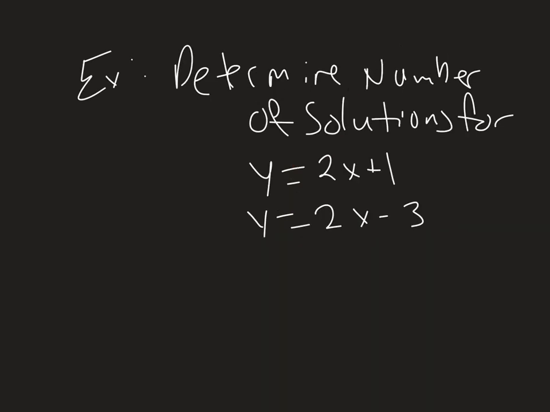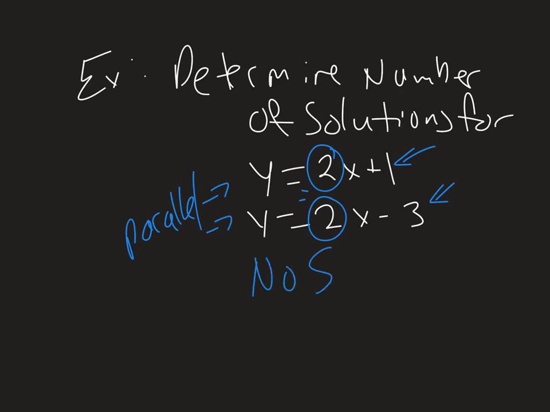So let's look at another example. Let's say I want to determine just the number of solutions for this case. Again, I'm going to look at the slope. In this case, I have the same slope. Now I have to take it a step further and look at my y-intercept. So I have the same slope, and I have different y-intercepts. This would tell me these lines are parallel, meaning that they will never intersect, meaning that they don't have any common points or common coordinates. So that would mean that there is no solution.